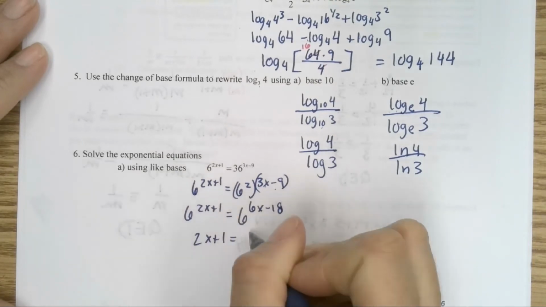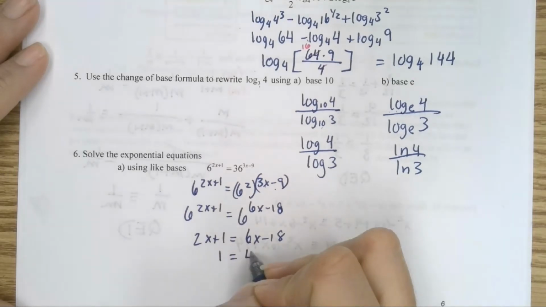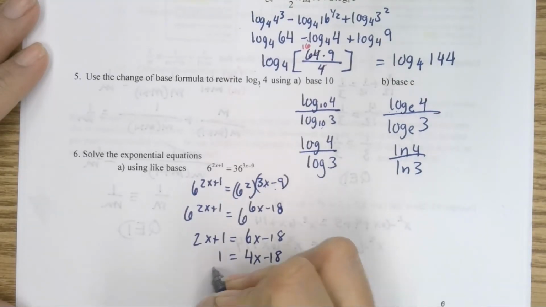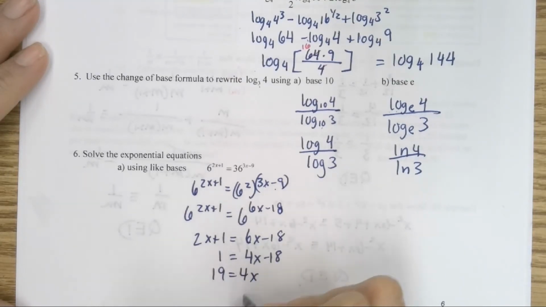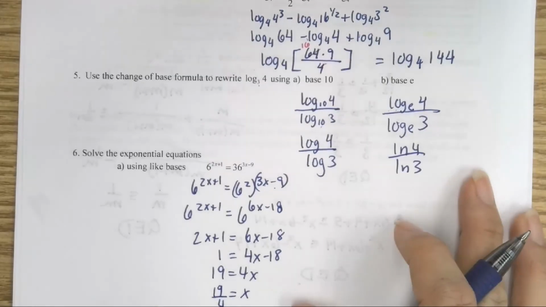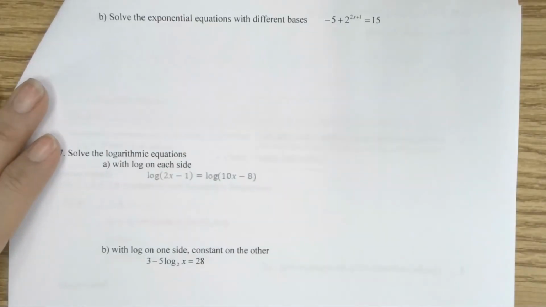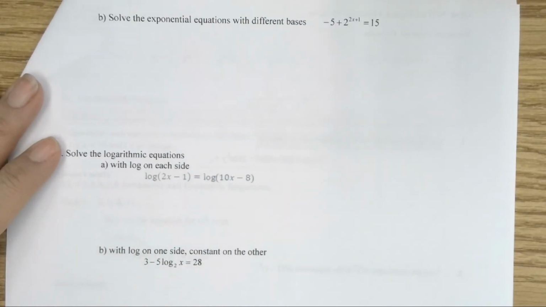So I'm just going to set my exponents equal to each other. And I'm going to solve. So subtract my 2x, add my 18 over to the other side. And we've got 19 over 4. Okay, so we've seen an example of an exponential equation where they could be written with like bases. Let's take a look at an example where they cannot be written with like bases.